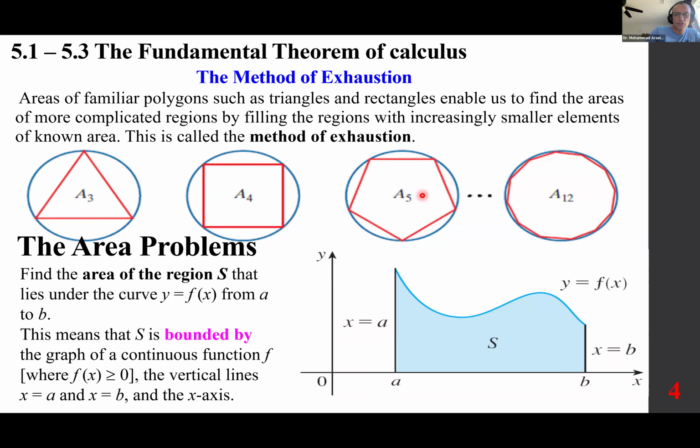The vertical lines x equals a, x equals b, and the x-axis or y equals 0. So to explain this mathematically, we can write S is a set of points (x, y) such that x is between a and b, y is between 0 and f of x. This is mathematically explained. Now, how do you find the area?